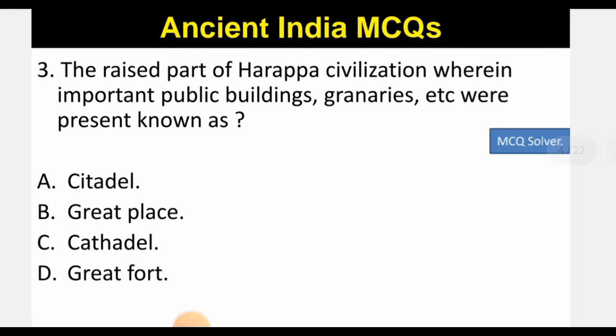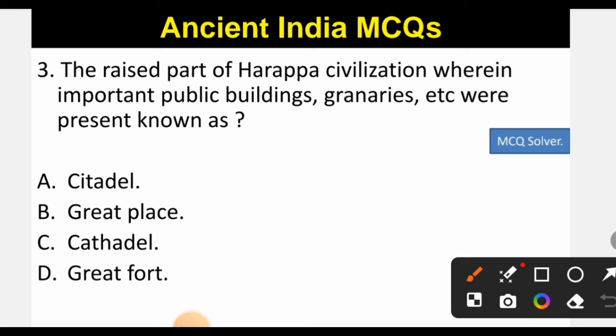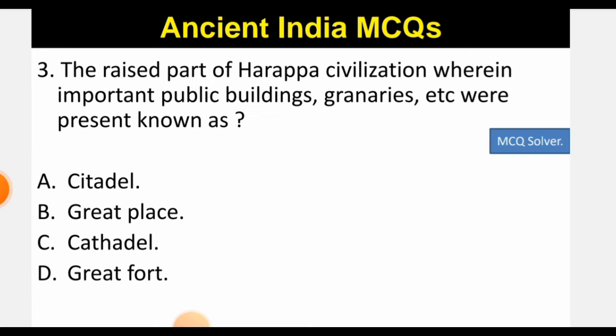Now let's come to question number 3. The raised part of the Harappan civilization, wherein important public buildings, granaries, etc. were present, is known as. The correct option is option A, that is citadel. So citadel is the part of the city where there were important public buildings, granaries, etc. and these are at the raised part of the city in the Harappan civilization. So A is the correct option.